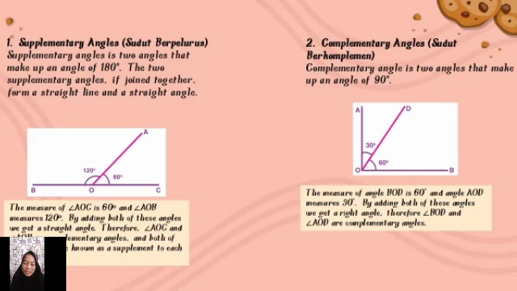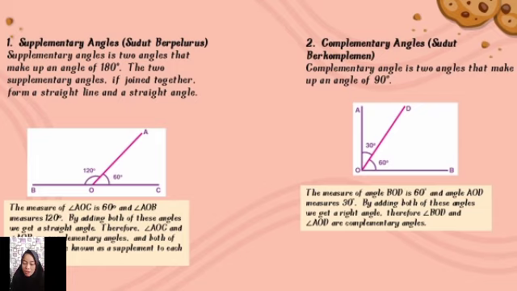Number 1 is supplementary angles, or sudut berpelurus in bahasa. Supplementary angles, or sudut berpelurus, are two angles that make up an angle of 180 degrees. The two supplementary angles, if joined together, form a straight line and a straight angle. You can see the picture.